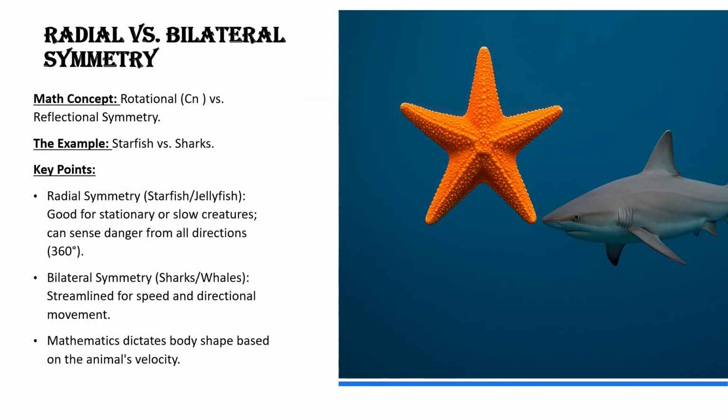Discussing the underwater world and not discussing starfish and sharks would be very irresponsible. Let's talk about radial versus bilateral symmetry. Radial symmetry: starfish, jellyfish, good for stationary or slow creatures, can sense danger from all directions, that is 360 degrees. Bilateral symmetry: sharks, whales, streamlined for directional movement. Mathematics dictates body shape based on animals' velocity.